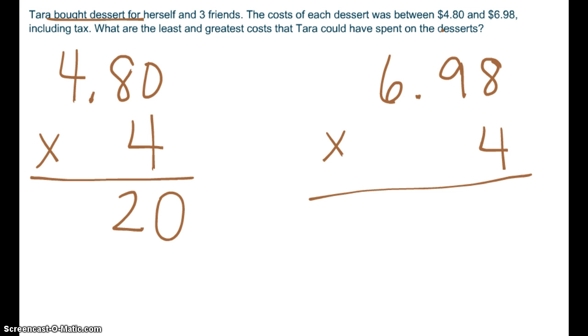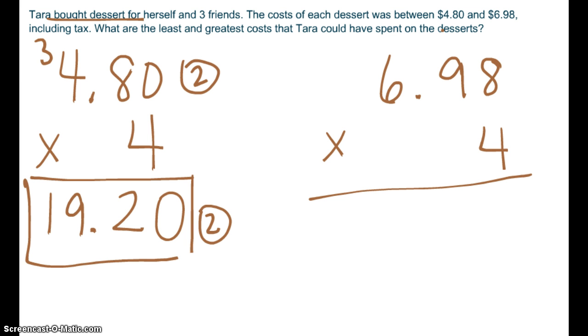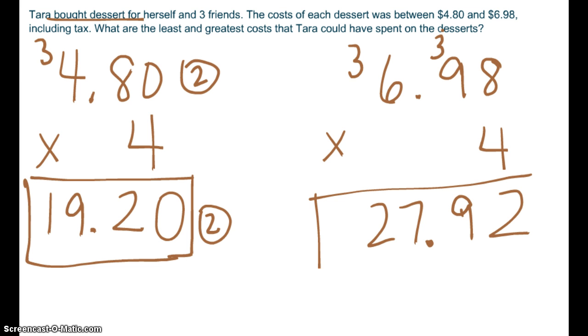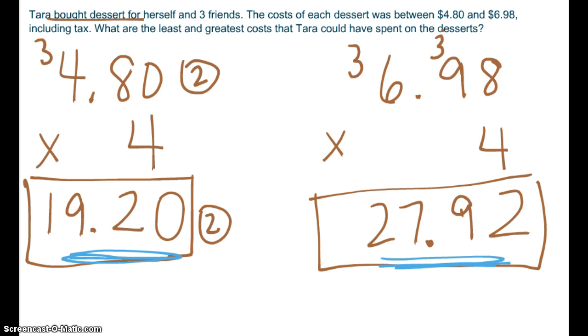So that's 32, and so $19.20. We know because there are 2 numbers behind our decimal point here, so in our answer we want 2 numbers. So she may have spent $19.20, or, so that's 36, 39, 24, 27, or maybe she spent $27.92. So we know that this is the least she could have spent, and this is the most. She could have spent somewhere in between these two, but no less than $19.20 and no more than $27.92.